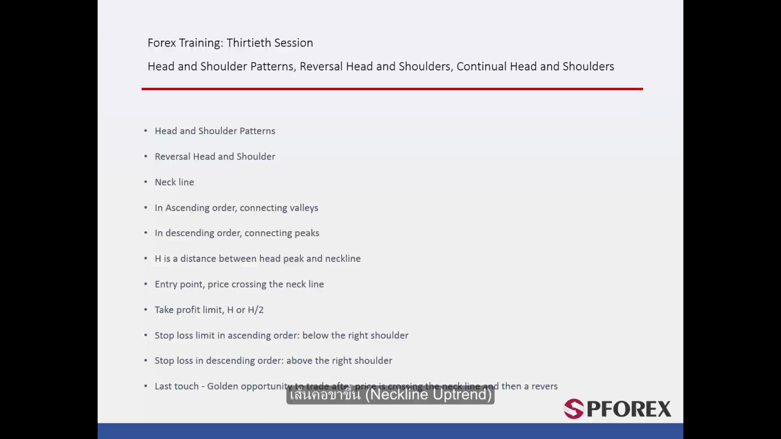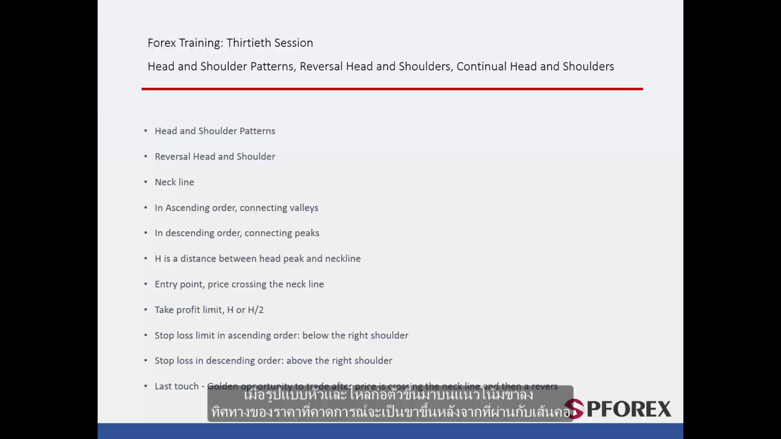Neckline uptrend. Again, the neckline can be drawn by a trader by connecting the peak of the left shoulder to the peak of the right shoulder. The left peak is between the left shoulder and head, while the right peak is between the head and right shoulder. Since this format of head and shoulder would be formed on a downtrend, the predicted direction of the price will be upward after it passes the neckline.